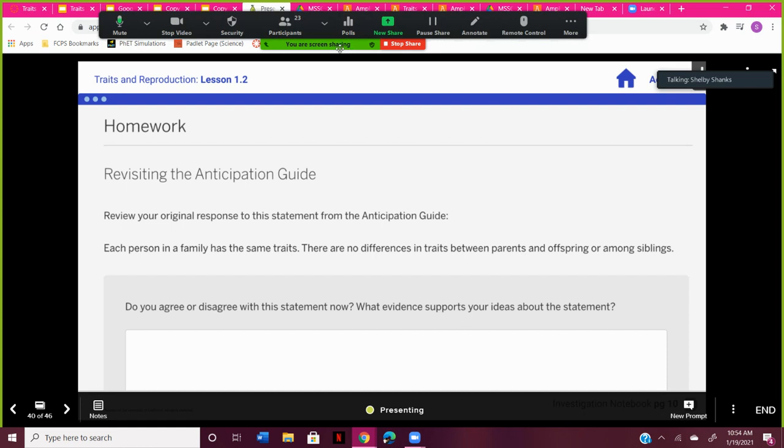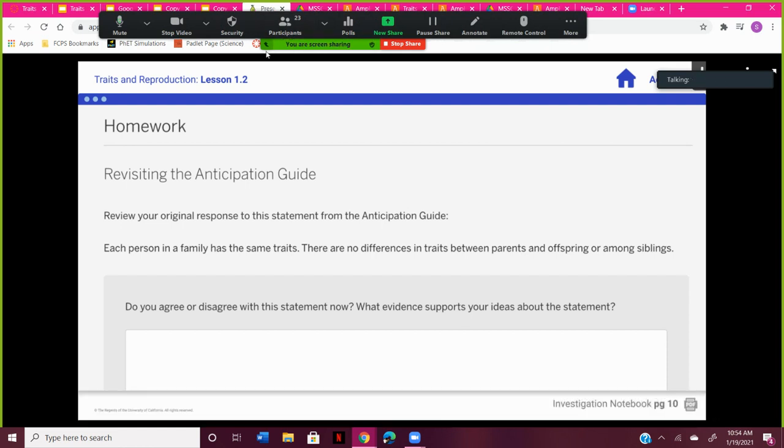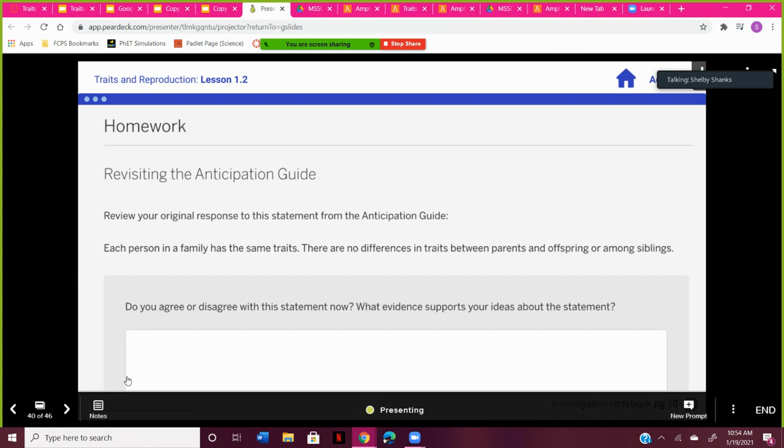All right, so make sure you're doing this homework right now so you don't have to do it later. Just saying if you agree or disagree, and then any evidence that supports those ideas.